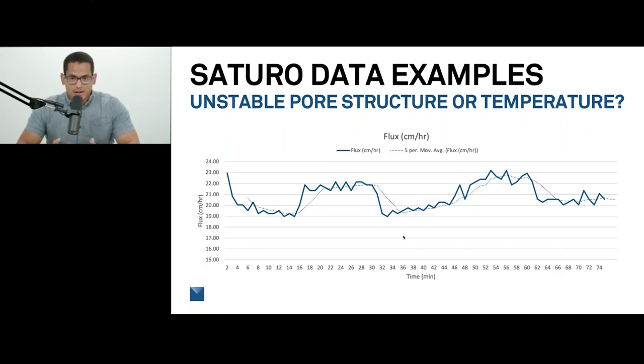So I don't know the exact answer in this scenario, what was actually happening. One of the things I highly encourage is metadata. Taking temperature measurements of your water, and hopefully in the future, this is something that will be added as well to the SATURO. I hope to get this implemented.